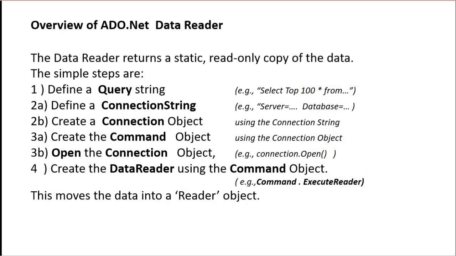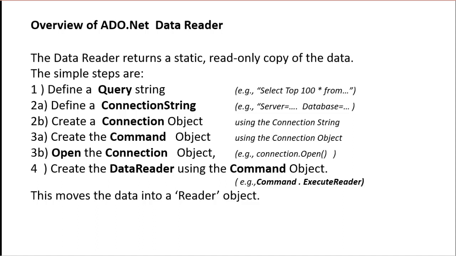Okay, there's a lot of simple steps in using a data reader. And we're going to go through this in PowerPoint because it's easier to see it conceptually and then you don't get lost in all the little curly braces inside the code. Conceptually, you have to define a query string, like select the top 100 asterisk, meaning all the fields, from customer where zip code like 60601, or select all the fields from the order table where customer ID equals Admiral Tool, something like that.